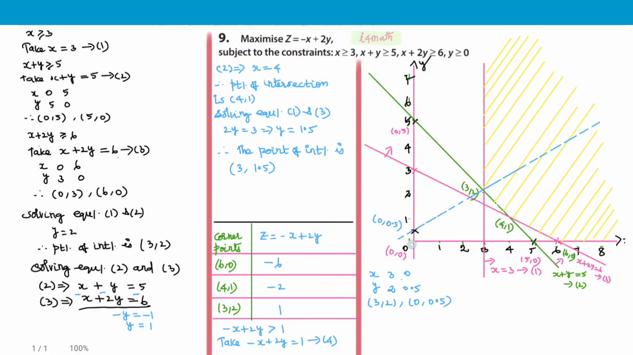Here also the point (0, 0) is not on the dotted line. So we can take (0, 0) and substitute in this inequality. Substitute x equal to 0, y equal to 0. So 0 is greater than 1. This is false. False means the half plane which does not contain the origin will be the solution. So this side shading will come. Here we have lots of common region between the yellow feasible region and this region for minus x plus 2y greater than 1. So there are common points.